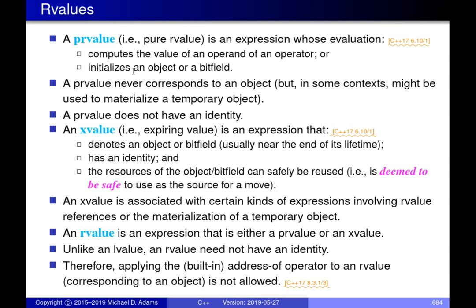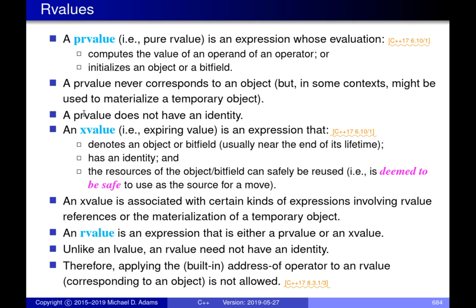Pure R value expressions never refer to an object. Again, there are things that can be used to initialize an object, but they are never themselves objects, at least not in current versions of the standard. In old versions of the standard, things may be a bit different, but this is one of the nice things about being in academia. C++ didn't exist before C++17, so I'm just going to talk about C++17. There's no such thing as legacy.